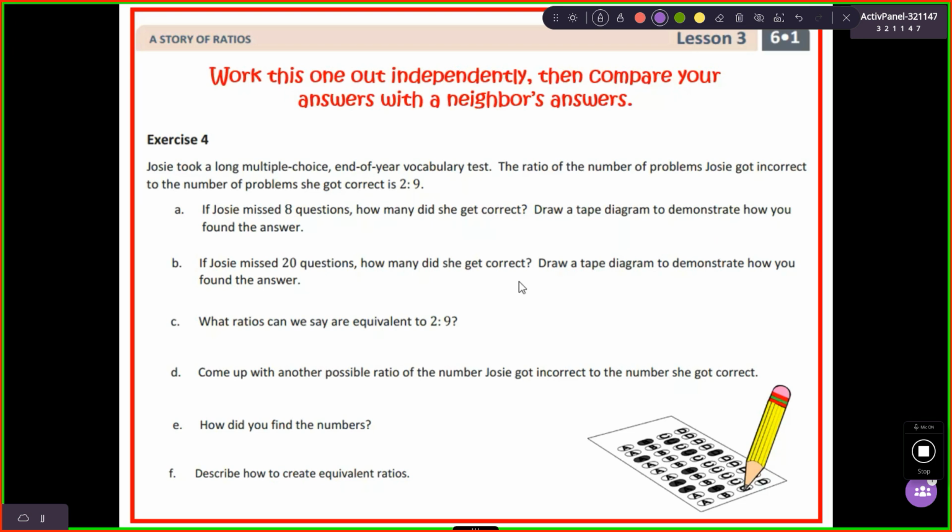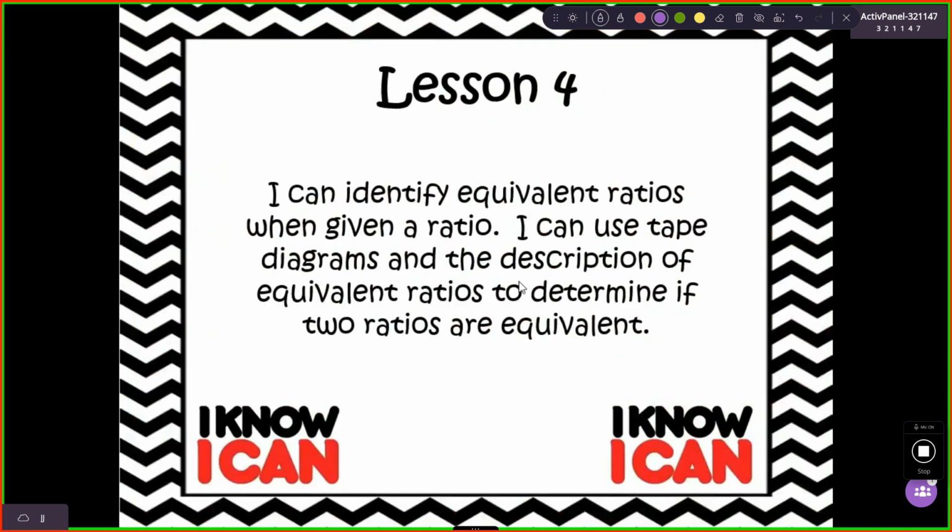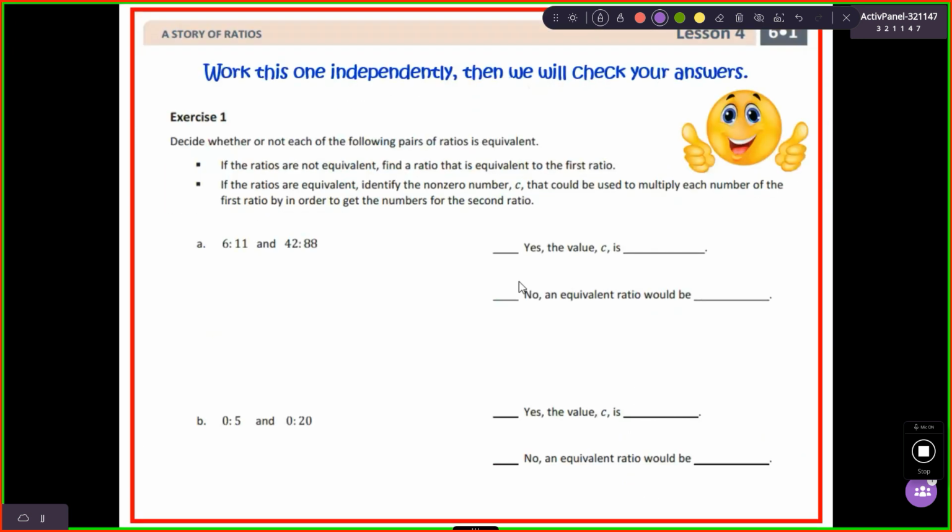And we are still talking about equivalent ratios and how to find the missing values of equivalent ratios. So the work that we don't do, guys, that is extra practice. And if it asks you to do a tape diagram, we're not doing a tape diagram. We will be doing a ratio table. And I believe here we're gonna find out what it wants us to do.